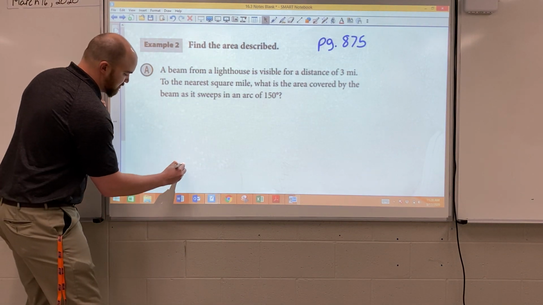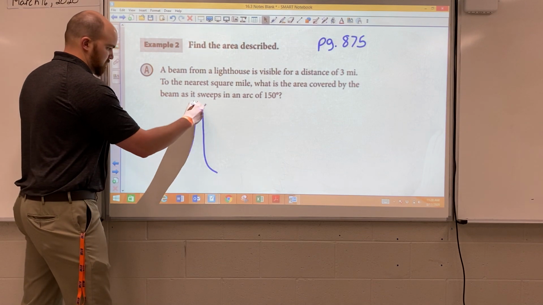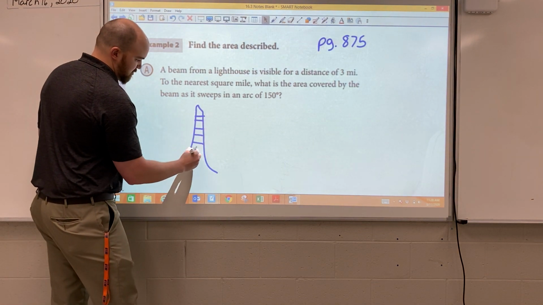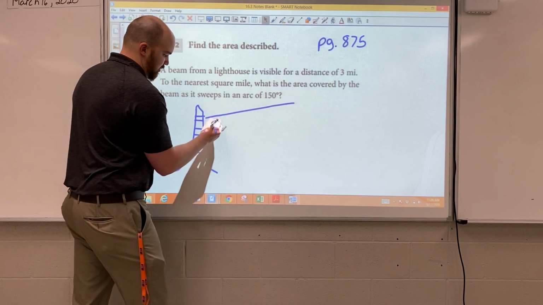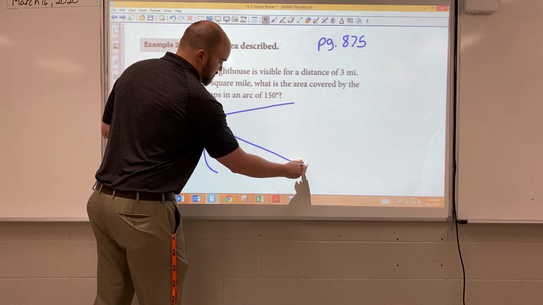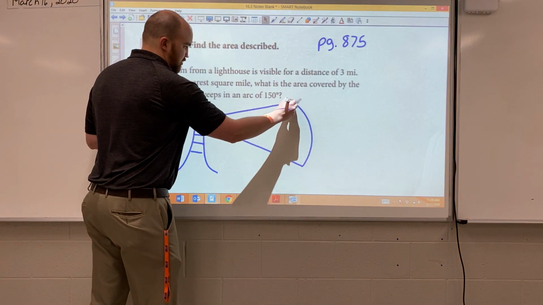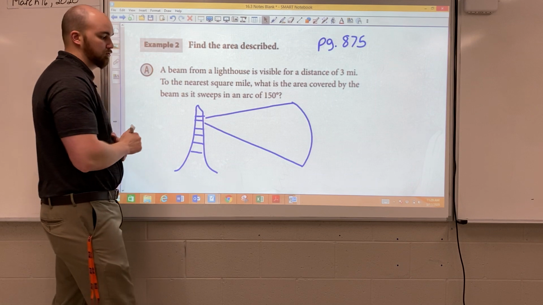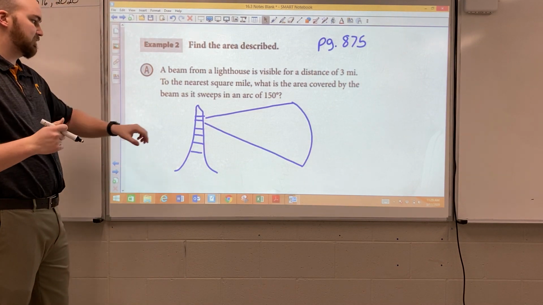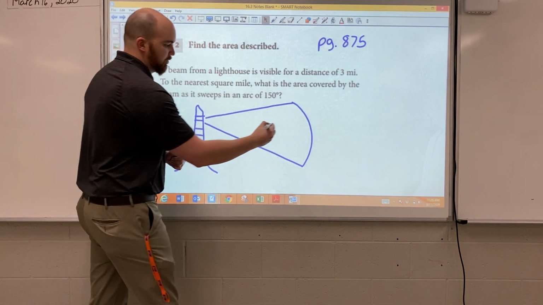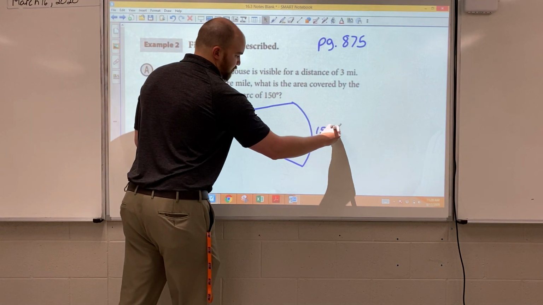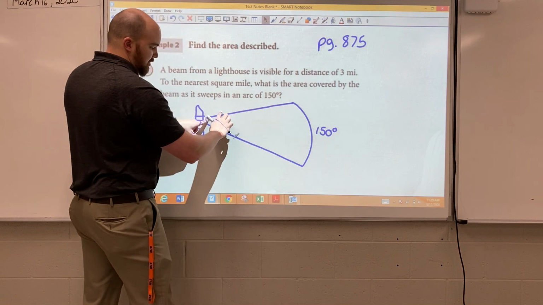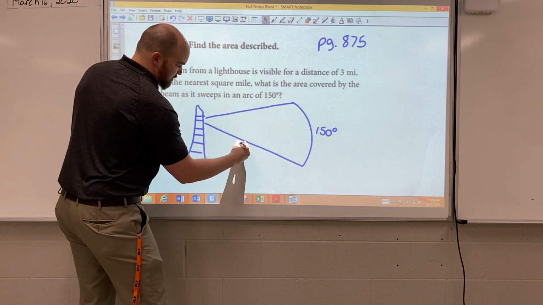So we have a lighthouse. And this lighthouse puts off a beam of light that it covers. And since it sweeps, it makes an arc. So if we were to make this go all the way around, it would make a big circle. Okay? But what it does tell us is it makes an arc of 150 degrees. And it has a distance of 3 miles. So this distance here, or this distance here, is 3 miles.